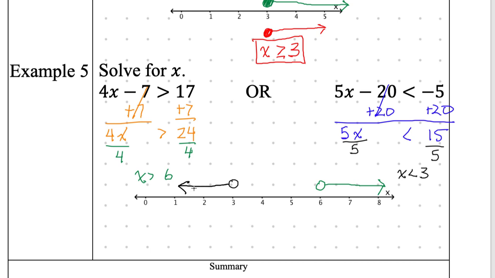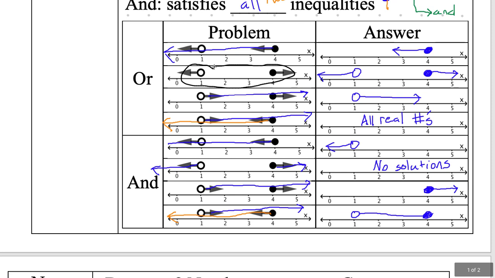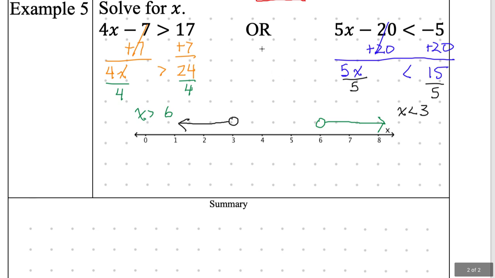And I need to now combine them using the word or. So using the word or, and I guess I could even look at my table again, I have a situation that's very similar to this. What happens when I combine that with or? It's the same thing, because the logic dictates. Or says wherever I have 1 line, that's a solution. So that's a solution, that's a solution, that's a solution. But none of this is a solution because there's no line. So we can just say that is our final answer.